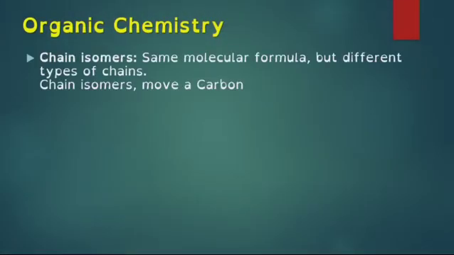So the first one we're going to deal with is chain isomers. So chain isomers have the same molecular formula but different types of chains. And my students always say to me, "Ma'am, what does that mean?" Now, the simple, easy way is to remember that a chain isomer, I move a carbon. So the C's go together. So basically, a chain isomer is when I take a part of the carbon chain, I chop it off, and I put it somewhere else. So chain isomers, I move a carbon.